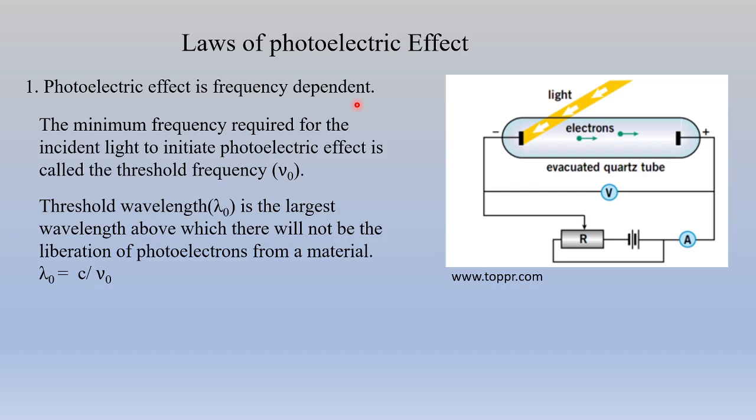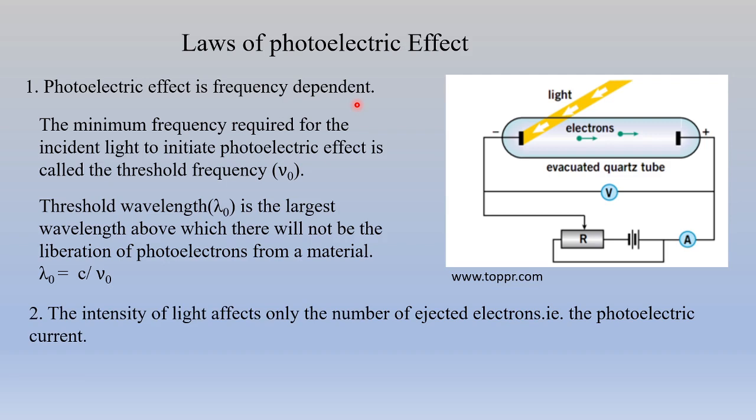So the intensity of light affects the number of ejected electrons, that is, the photoelectrons. The greater the intensity, the larger the photoelectric current. One condition is that the frequency of the incident light must always be greater than the threshold value. So the second law is that the intensity of light affects only the number of ejected electrons, that is, the photoelectric current.